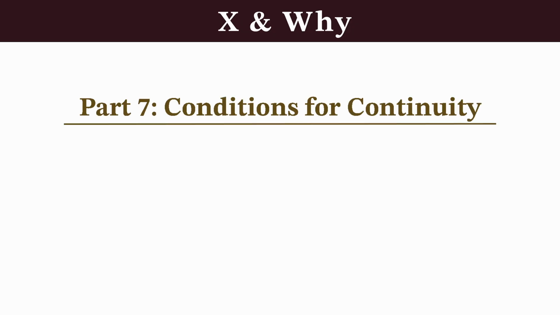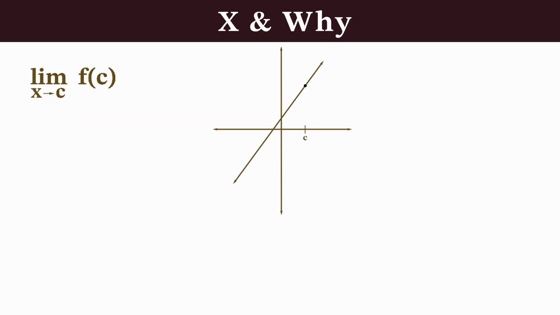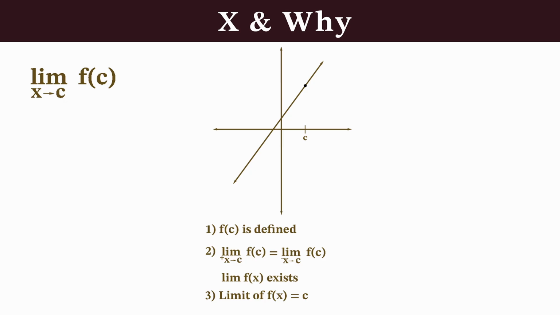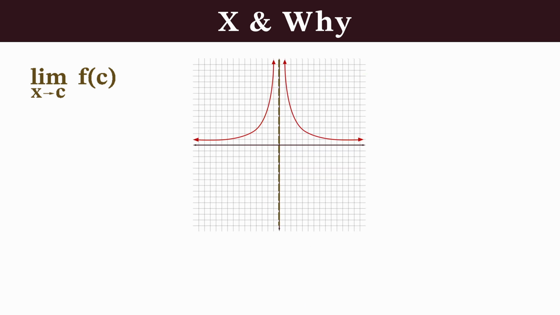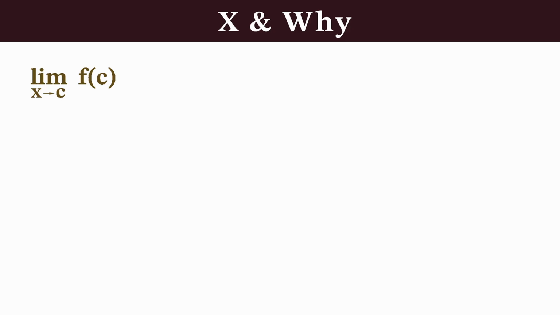Part 7. Conditions for continuity. There are 3 conditions for continuity. A function is continuous at a point if 1. The function value exists. 2. The limit exists and is the same from both sides. And 3. The function value equals the limit. All 3 must be true for a function to be continuous. This means that functions with holes, jumps and asymptotes are considered to be discontinuous.